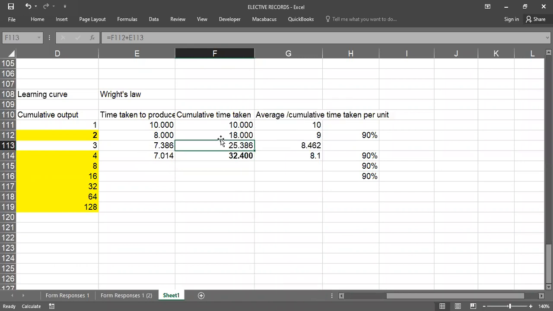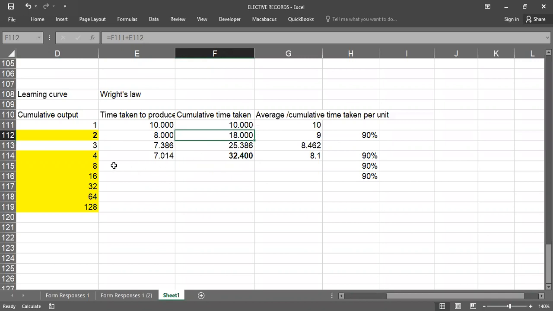This is what you need to produce 4 cumulative. Okay, but if they wanted to know how much time we shall need to produce the next 2 units from these 2, in other words, how much time we shall take between 4 and 2, what you do is you get the cumulative for 4, which is 32.4, and then for 2, which is 18. The difference is the time you're going to take to produce the next 2. I don't know if that makes sense.